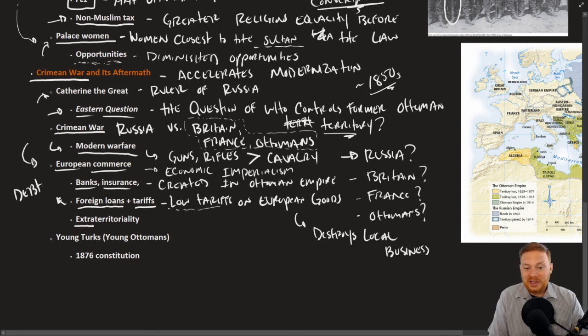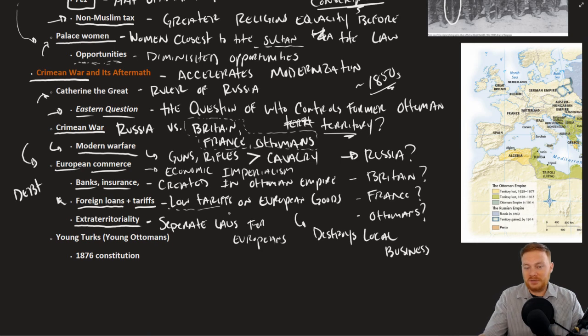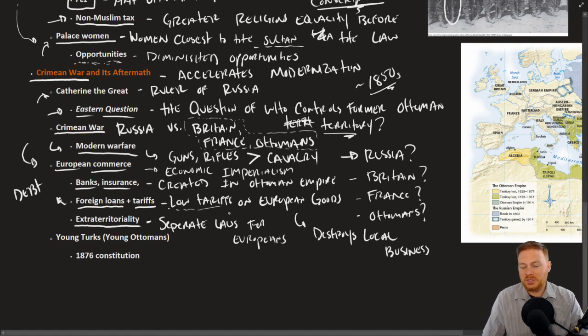And lastly, extraterritoriality, which is separate laws for Europeans. So in other words, if you're a European, a British or French person that lives in the Ottoman Empire, you're not actually subject to their laws. You're subject to a different set of laws that give you a little bit more freedom. And again, this was done in a way to not upset the British and the French, who had exercised at this point a lot of economic influence in the Ottoman Empire.